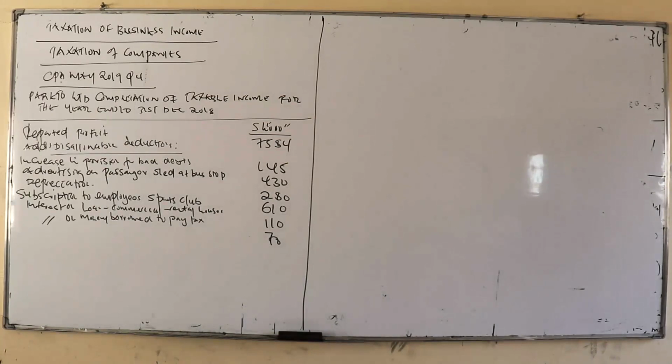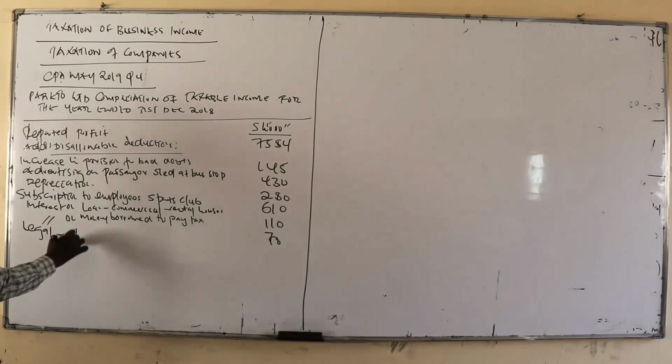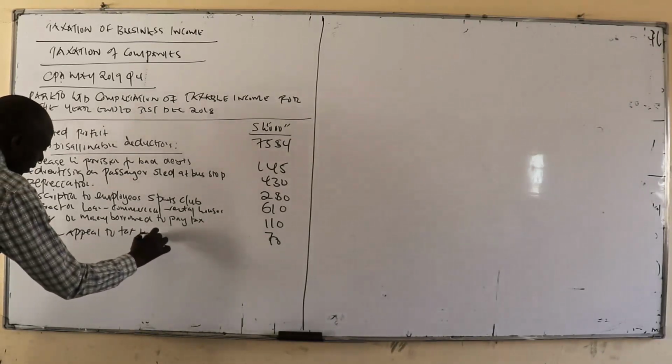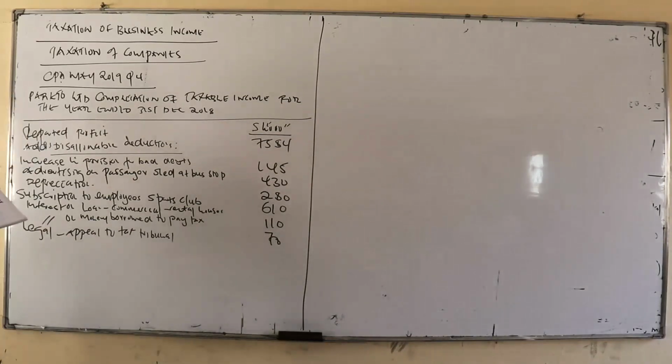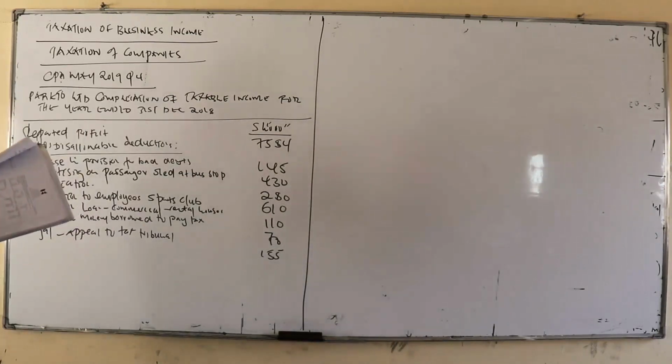And then we have transport. Transport is allowable unless there's a note attached to it. There's none. And then there's legal cost. For legal cost, we have note number 8. Legal appeal to the tax tribunal. How much is it? 155. And then defending a business property right.